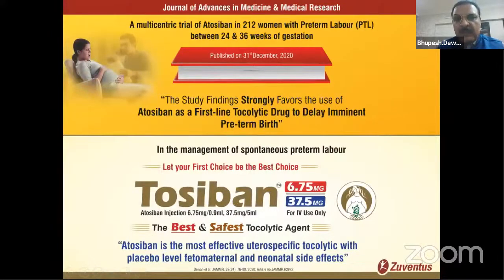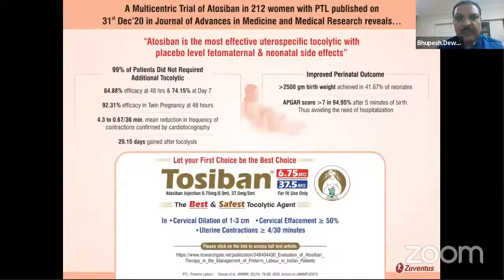Sir, this is published in Journal of Advances in Medicine and Medical Research. And this is a study on 212 women with preterm labor between 24 and 36 weeks of gestation. And the study results are really very, very favorable for all. I'll show you a few interesting aspects about this particular study. Now, you see, in this particular study, 99% of the patients did not require any additional tocolytic. They didn't require any beta agonist. They didn't require any calcium channel blocker. They were simply given atosiban and they were having quiescence of the uterus. So there was 84.88% efficacy at 48 hours and 74.15% efficacy at day 7 also.